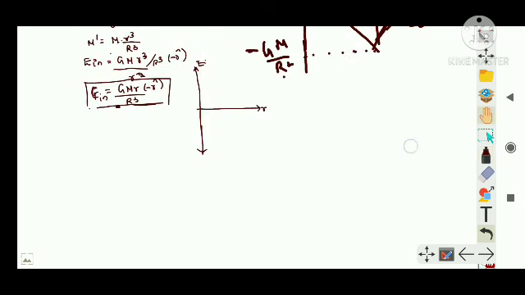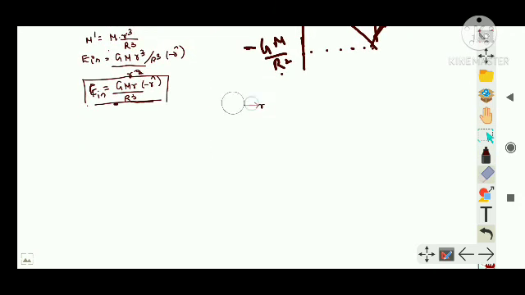Right, now the same section I can talk about in the case of a spherical shell also. So the next heading is spherical shell. Shell means it doesn't have anything inside. Clear? Right.